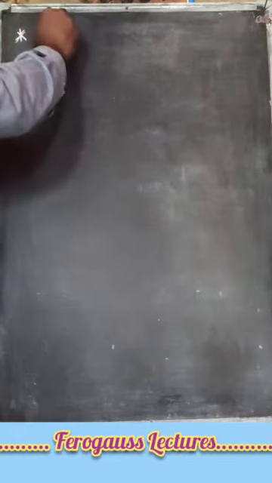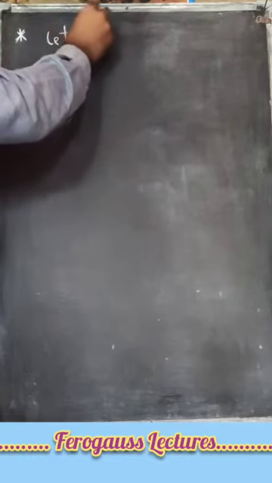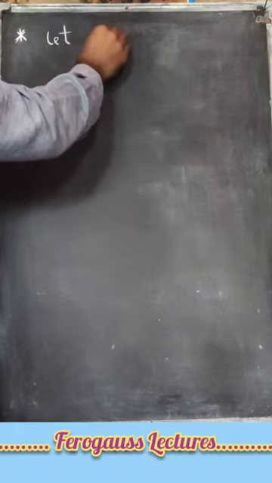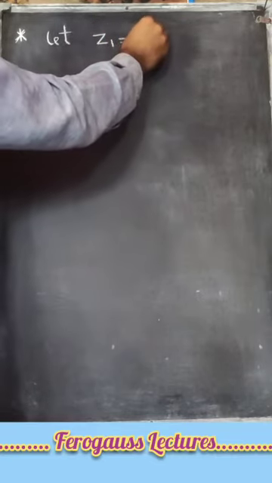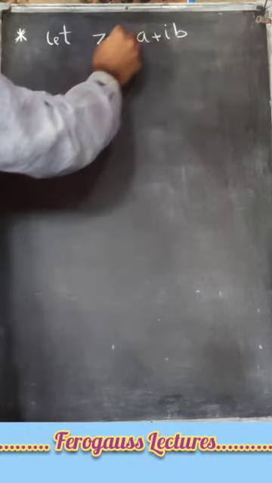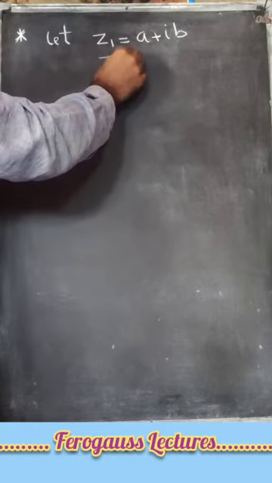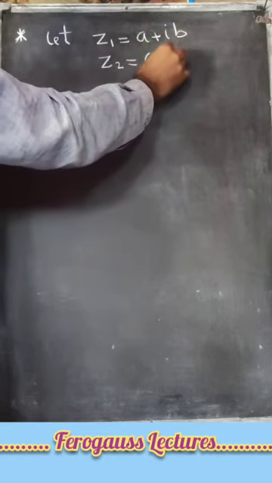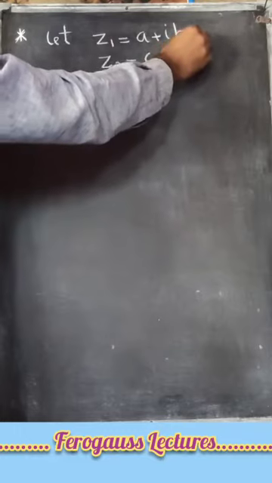prove that real part of z1 into z2 is equal to real part of z1 into real part of z2 minus imaginary part of z1 into imaginary part of z2. Let us prove this result. Let z1 equal to a plus iota b and z2 equal to c plus iota d.